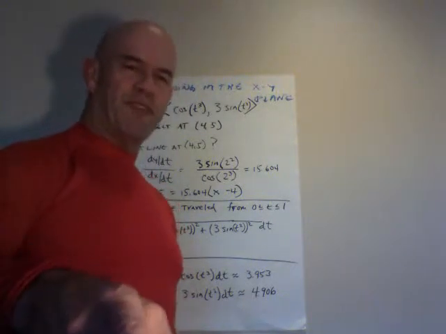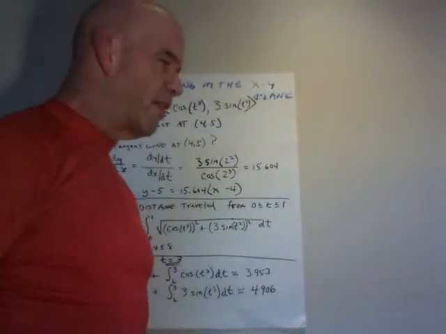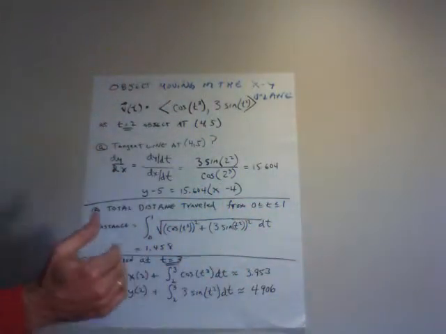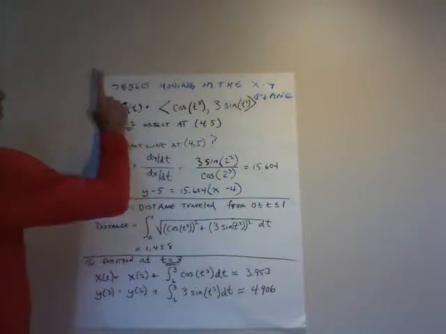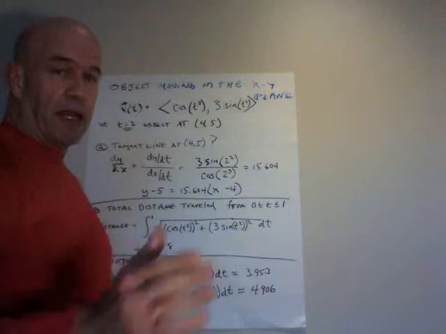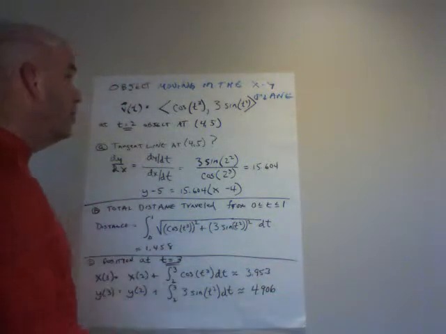Okay, as promised, a video on vectors or parametric. They're almost identical. It's almost just a difference in notation. So in this problem, we have an object moving in the xy plane. Again, parametric motion versus straight line motion.